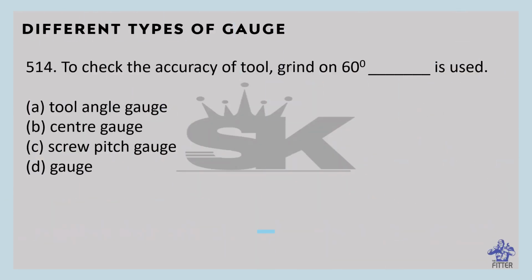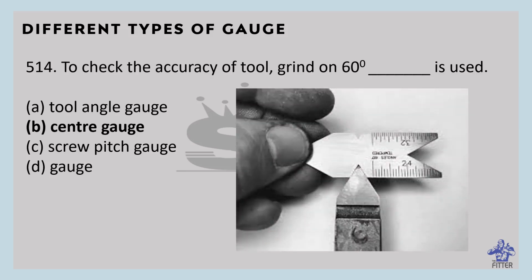To check the accuracy of a tool ground to 60 degrees, which gauge is used? The answer is the center gauge. You can see here in the image, this is how we check the accuracy of a tool ground to 60 degrees. The center gauge is used.